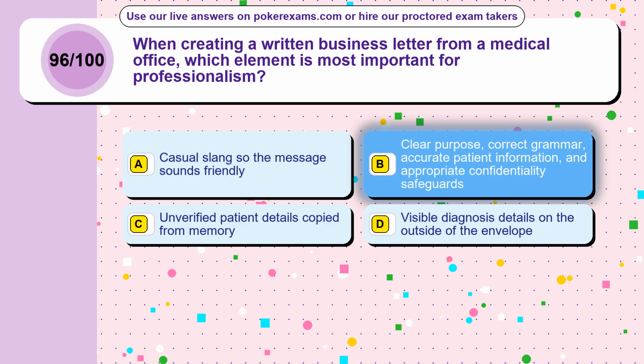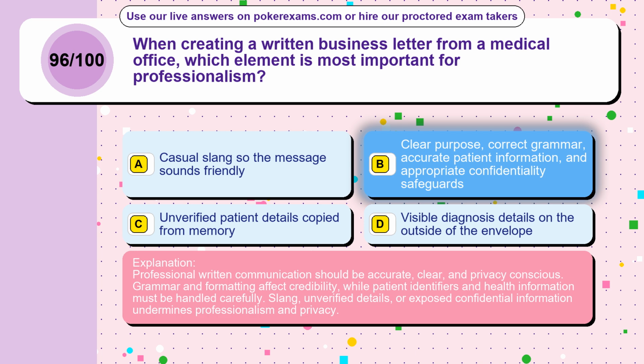The correct answer is option B, clear purpose, correct grammar, accurate patient information, and appropriate confidentiality safeguards. Professional written communication should be accurate, clear, and privacy conscious. Grammar and formatting affect credibility, while patient identifiers and health information must be handled carefully. Slang, unverified details, or exposed confidential information undermines professionalism and privacy.